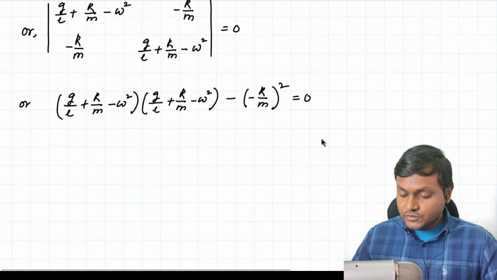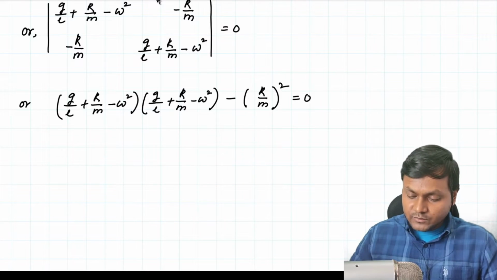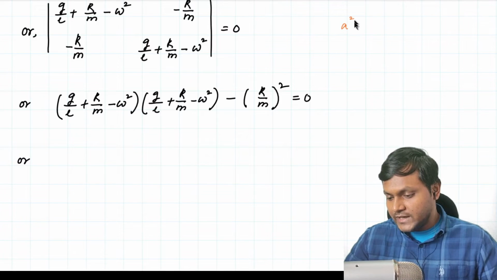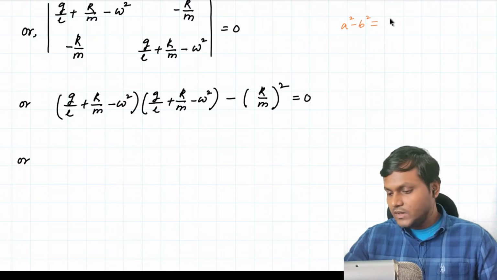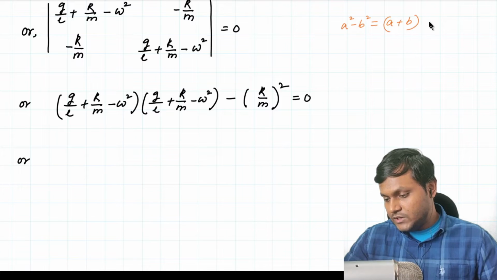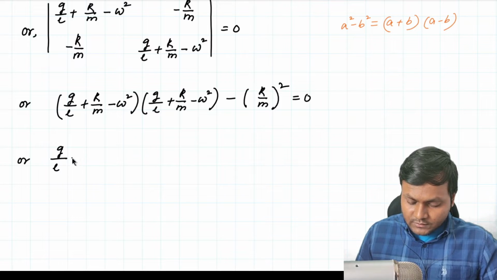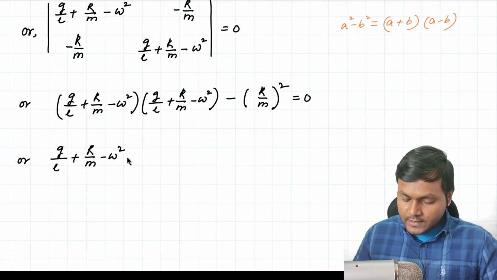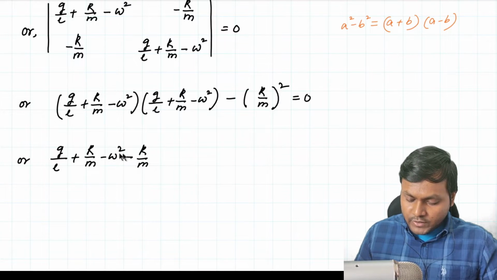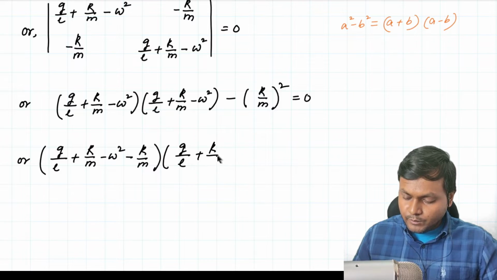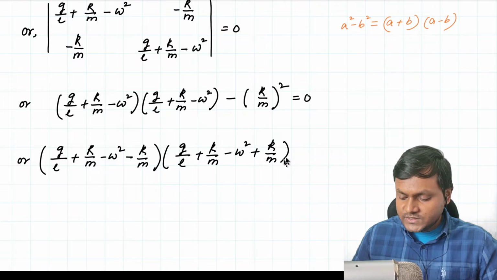This is quite easy. So the square, this minus term vanishes, and then we are reduced to an expression that looks like a square minus b square. It can be written as (a plus b) into (a minus b), right? So this is nothing but g upon L plus k upon m minus omega square minus k upon m. This is the first term, and then you have g upon L plus k upon m minus omega square plus k upon m. This is the second term.